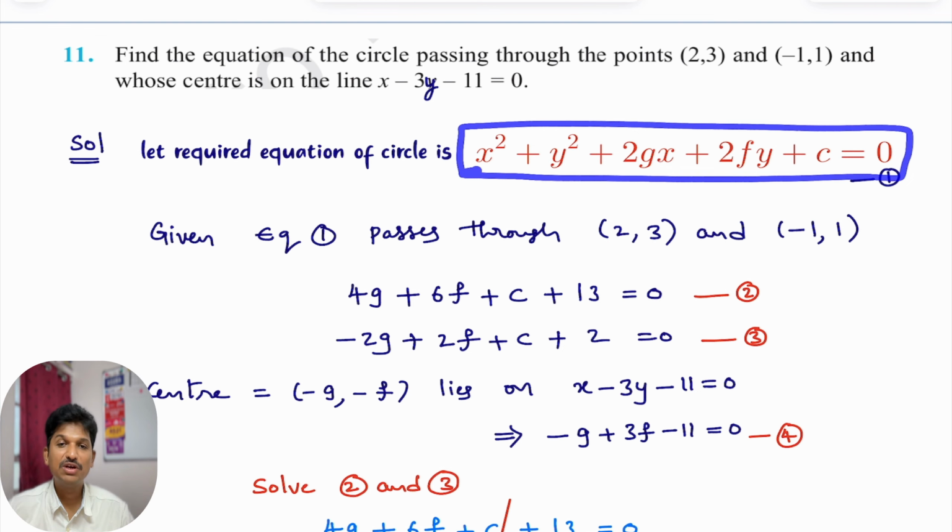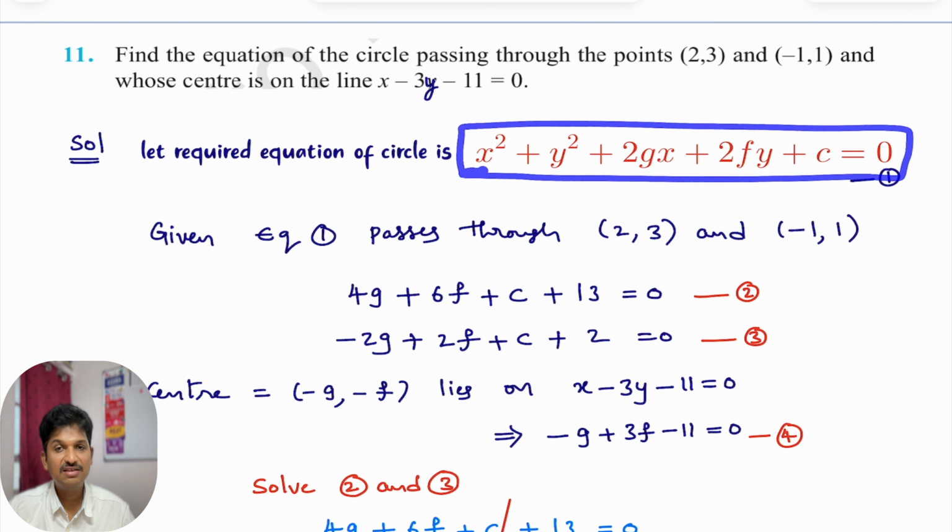First, I take the required circle equation like this. As this circle passes through these 2 points, I substituted them in that. I got two equations. As the center lies on this line, I got the third equation also, right? I solved these three equations.